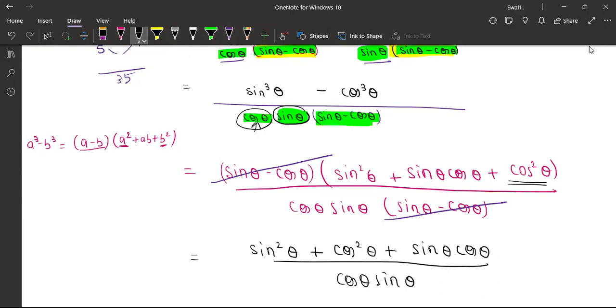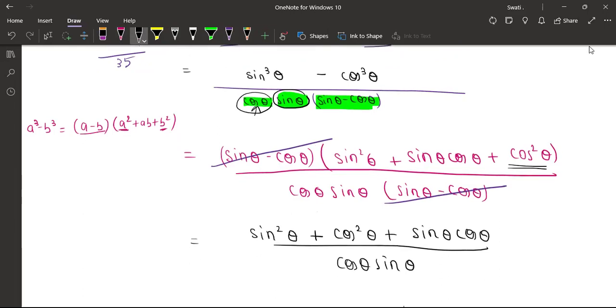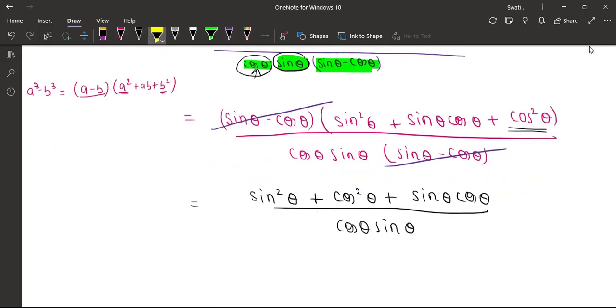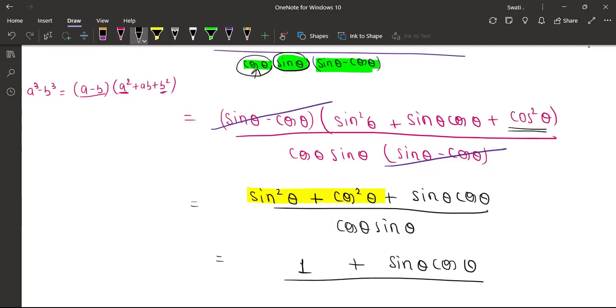Okay, now Manya, tell me, what is the value of sin square theta plus cos square theta? Is it not 1? Yes. It is 1 because this is our first trigonometric identity. And plus sin theta cos theta as it is, and then upon cos theta sin theta as it is.